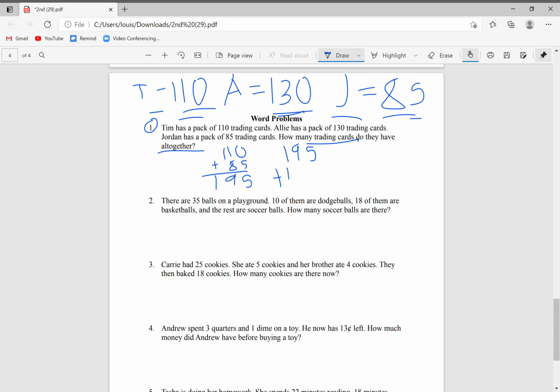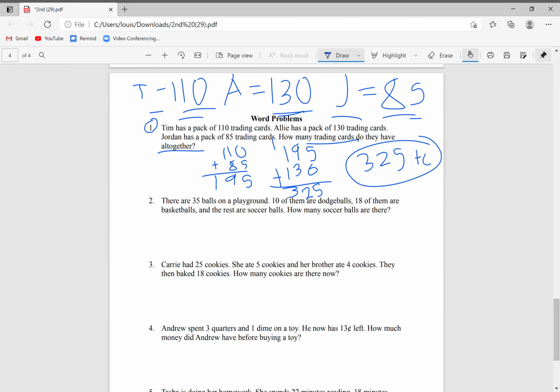So we'll add 195 to 130. So 5 plus 0 equals 5. And moving on, 9 plus 3 equals 12. But we can't put 12 in the number. We have to move the tens place, or the 100, if you want, whichever way you look at it, to the hundreds place. You move the 1 to the hundreds place, and now you get 1 plus 1 plus 1, which gets you 3. So how many trading cards do they have all together? They have 325 trading cards.